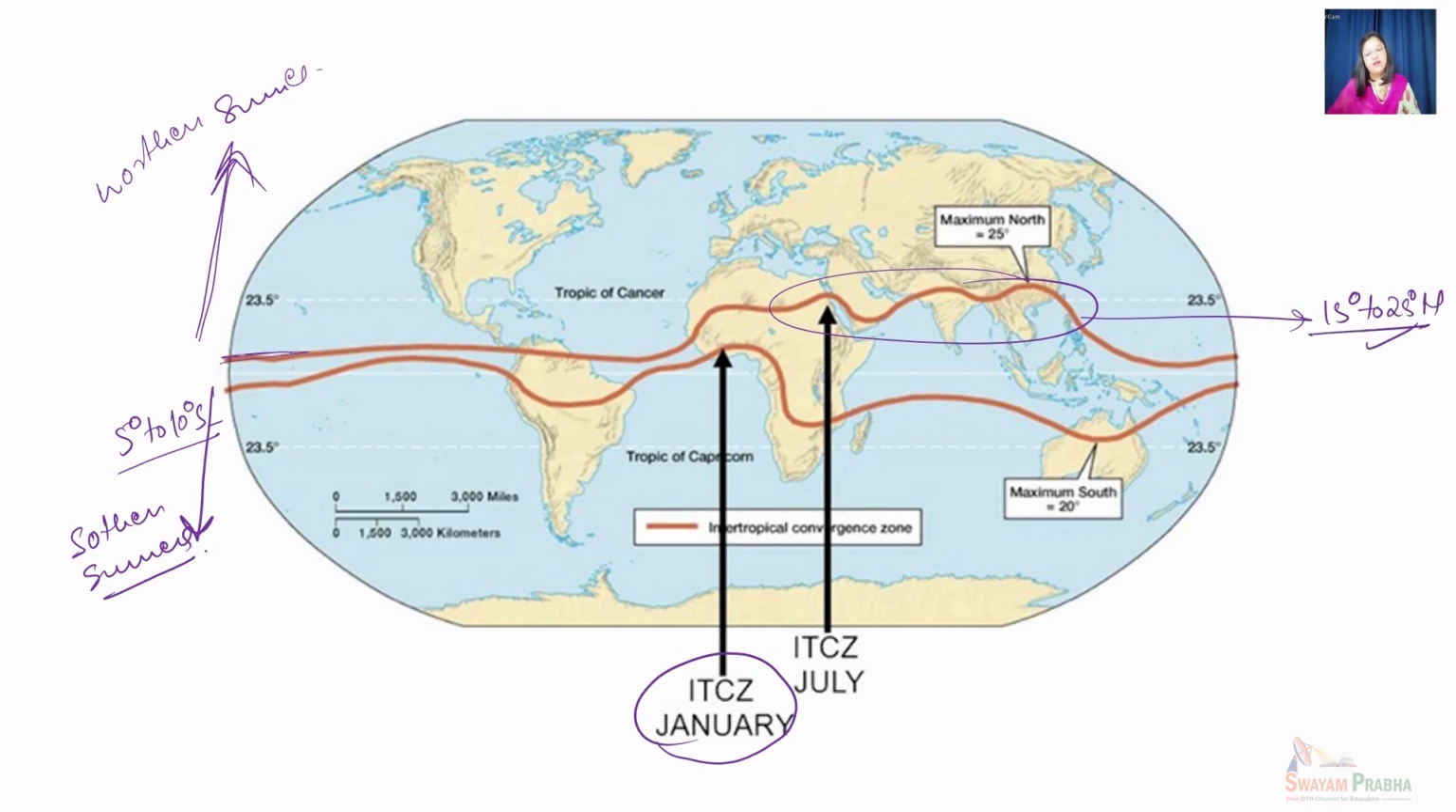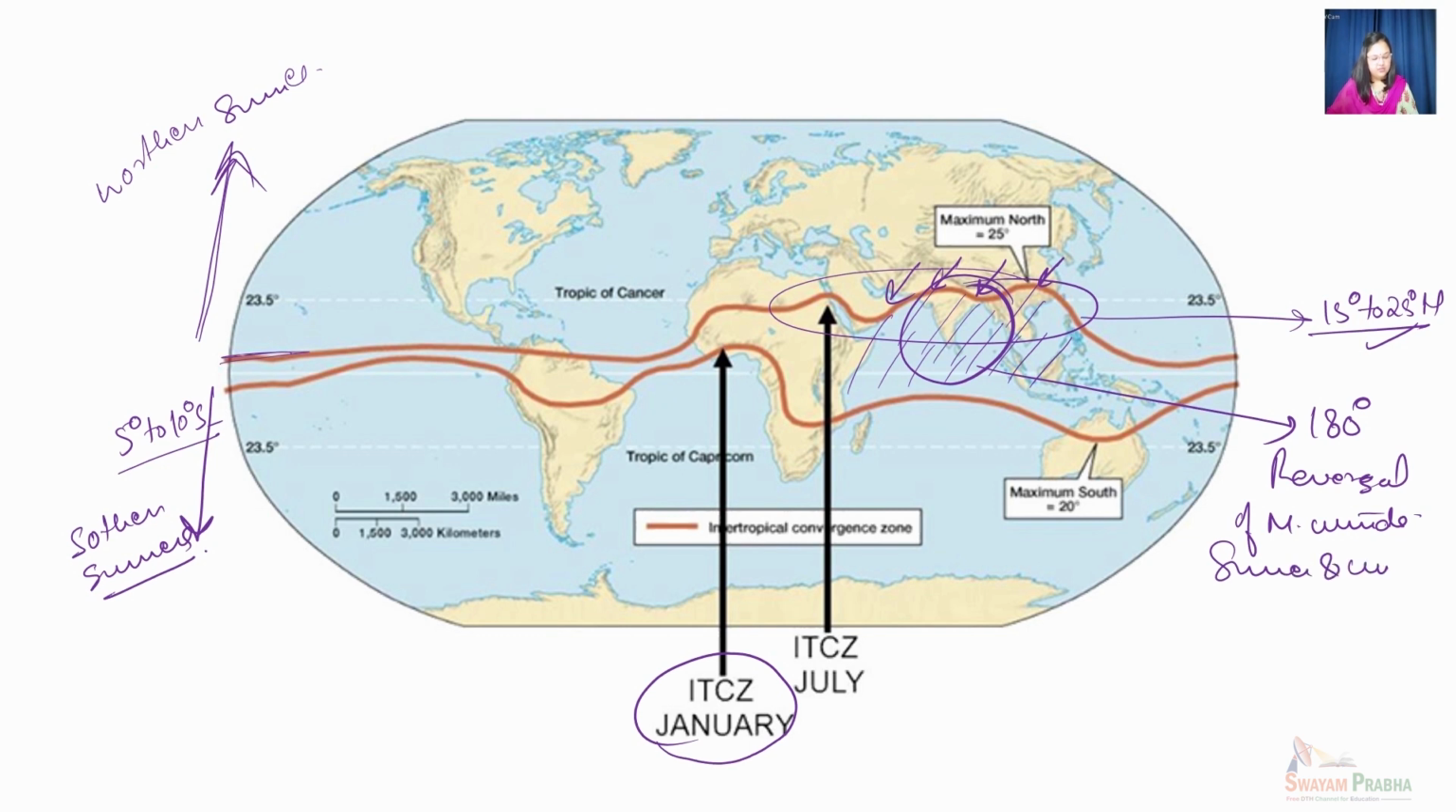And this shifting of ITCZ greatly impacts the convergence of trade winds in both time periods, which defines and gives unique characteristics to the existing monsoonal winds in the South Asian region, specifically over the Indian subcontinent. So this shifting of ITCZ actually gives the special characteristics to the monsoon winds, because of which there is a 180-degree reversal of monsoon winds during the summer and winter seasons.